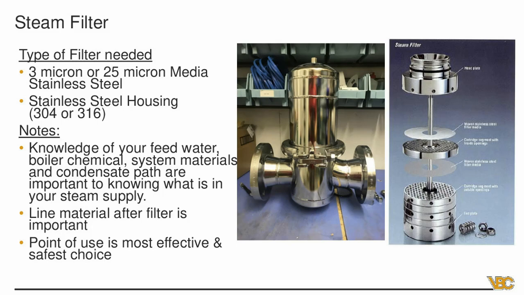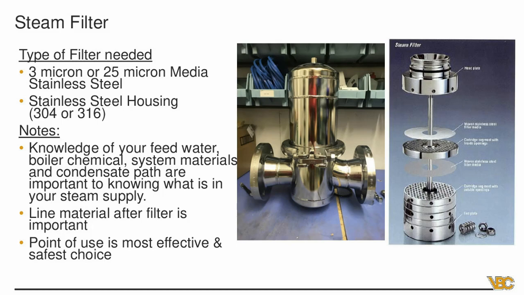In terms of notes, the knowledge of your feed water, boiler chemicals, system materials, and condensate path are all really important in terms of knowing what is in your steam supply. From the beginning, your feed water: most of you are concerned about your feed water when you start looking at brewing recipes and what you may need or may need to remove to make the beer you want. The same thing holds true for your steam supply. If you have really hard water, you're going to end up with a lot of crap in your steam system. Or if you put a lot of softener in it to fix problems that you may have, you're going to end up with that type of stuff in your steam system as well. And that's the stuff that you want to make sure you're filtering and trying to remove.